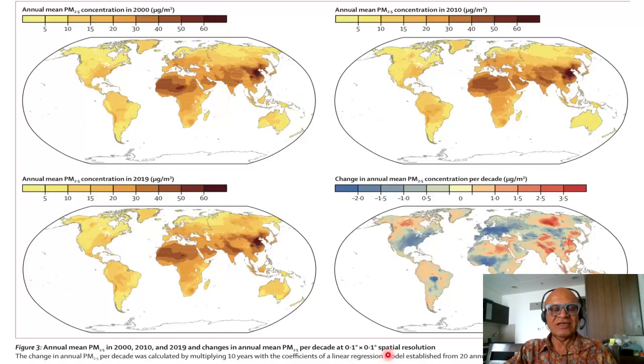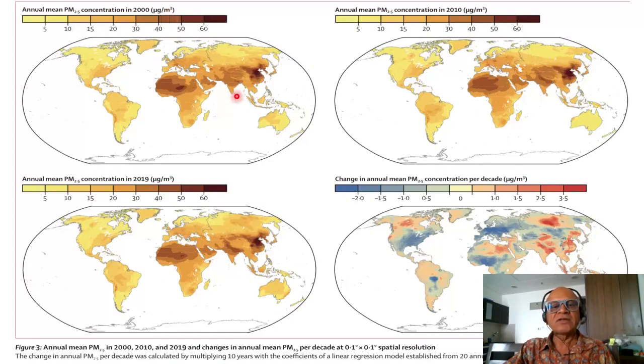So that's literally at around 10 kilometers, which is incredibly high resolution. The change in annual PM2.5 per decade was calculated by multiplying 10 years with the coefficients of a linear regression model established from 20 annual mean PM2.5 values for each global grid cell. So, kind of a detail on how it's done. Nonetheless, looking at annual PM2.5 concentrations in 2000, you can see in micrograms per meter cubed.